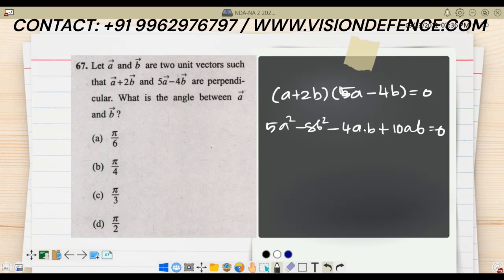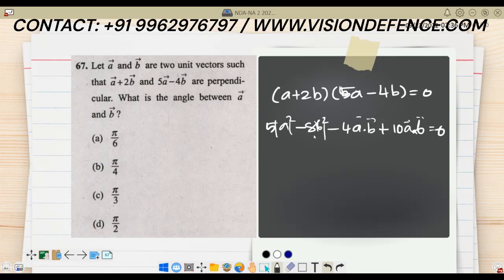Notice I am not putting the vector symbols because it would take time. Of course, you should always understand that these a, b are vectors and there are vector signs above each of them. So these are all dot products. Of course, we are dealing with vectors, so that should be a dot product.